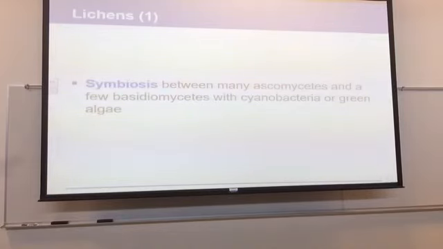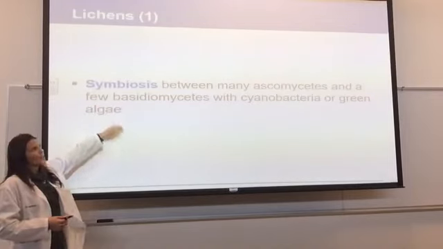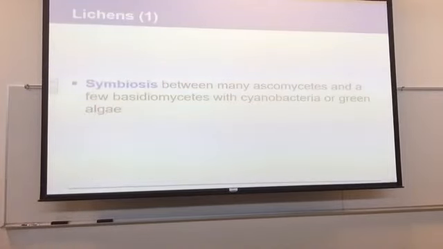So lichens are symbiotic relationships between a fungus and some photosynthetic counterpart. It can be algae or cyanobacteria, those are both photosynthetic, and it could be different types of fungi. It doesn't have to be a specific phylum of fungi.